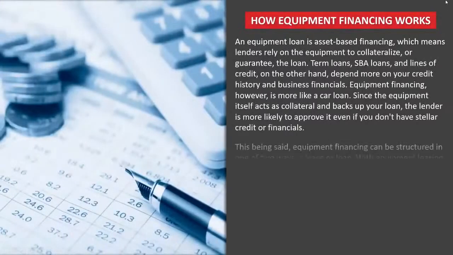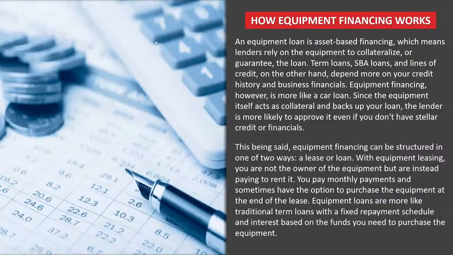How equipment financing works. An equipment loan is asset-based financing. Term loans, SBA loans, and lines of credit depend more on your history and business financials. Equipment financing is more like a car loan, since the equipment itself acts as collateral and backs the loan. The lender is more likely to approve it if you don't have stellar credit or financials. And like I said, the only thing is that the actual asset is used as collateral. So if you're buying that particular truck or piece of equipment, what is known is that if you can't keep up the payments, they will repossess it, take it back.